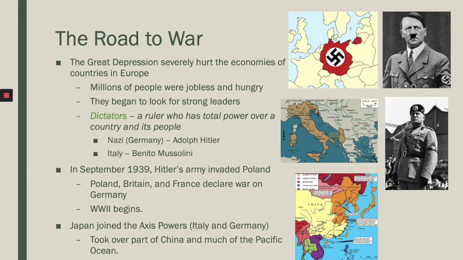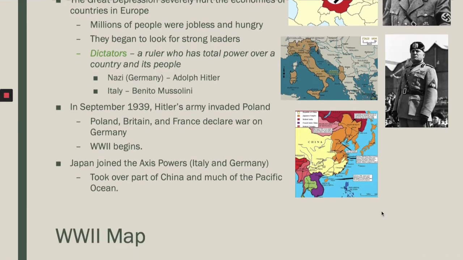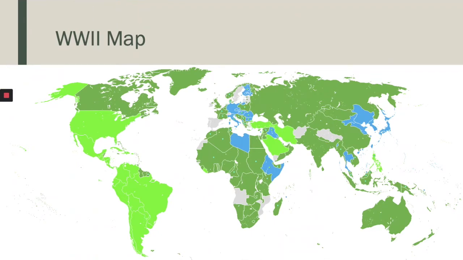They take over part of China and much of the Pacific Ocean. They're working on the Pacific front. You have two fronts for World War II. You have the European front, and then you have the Pacific front. Here's a map at the start of World War II here.